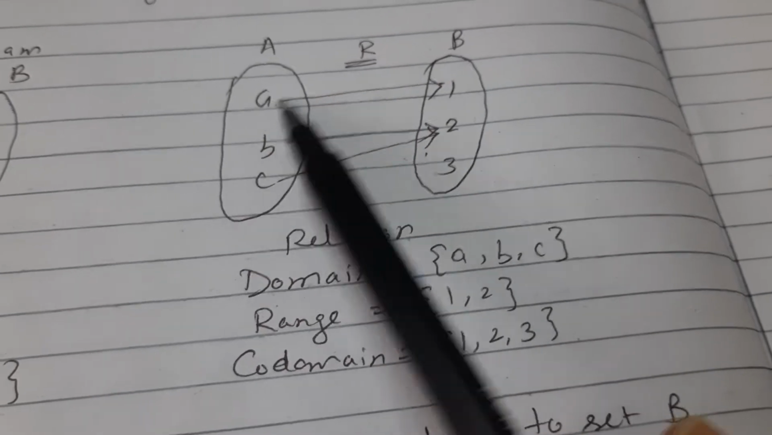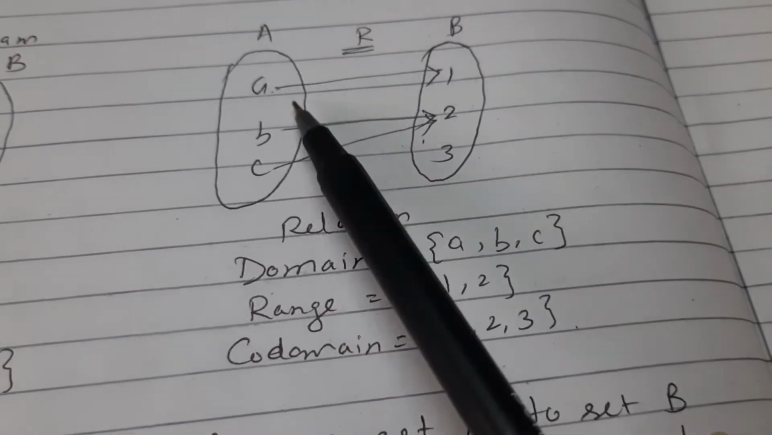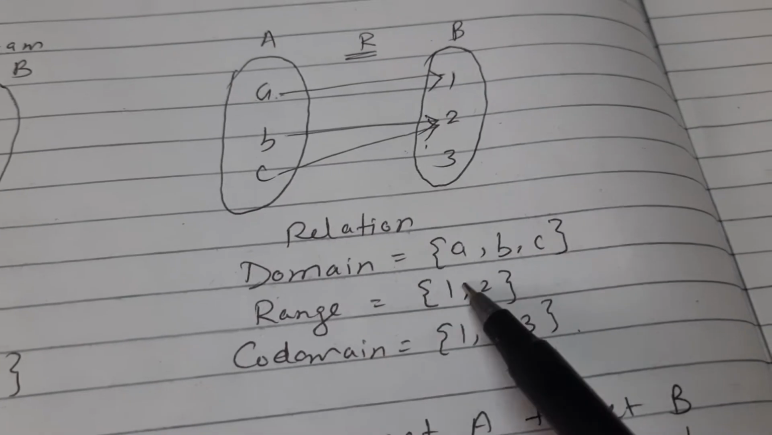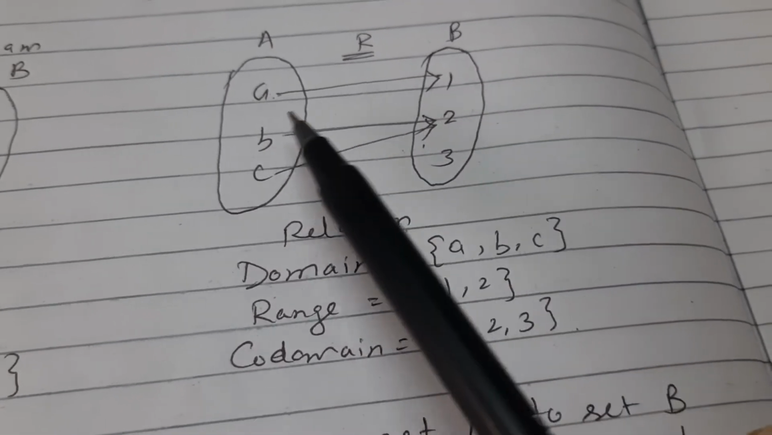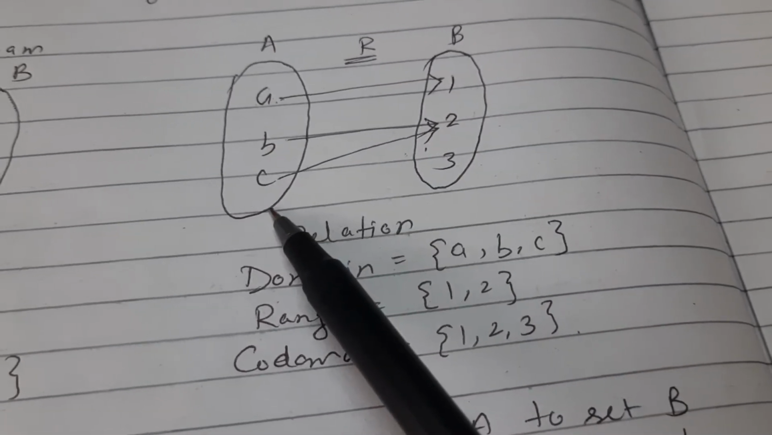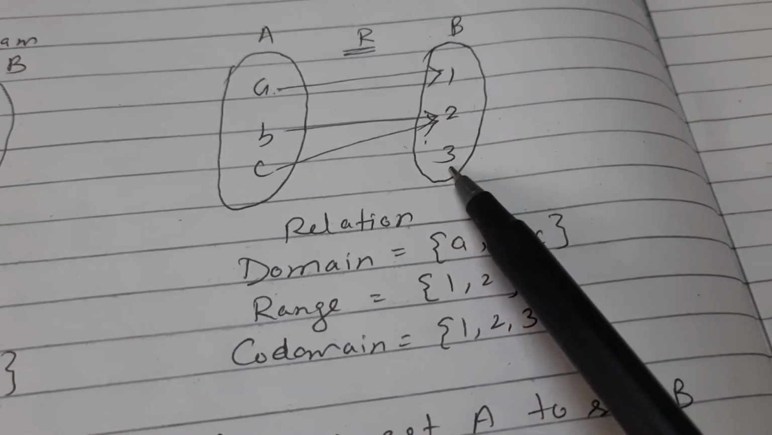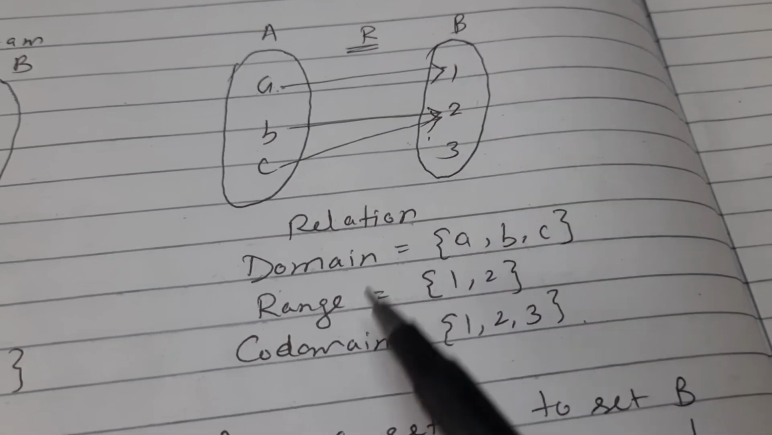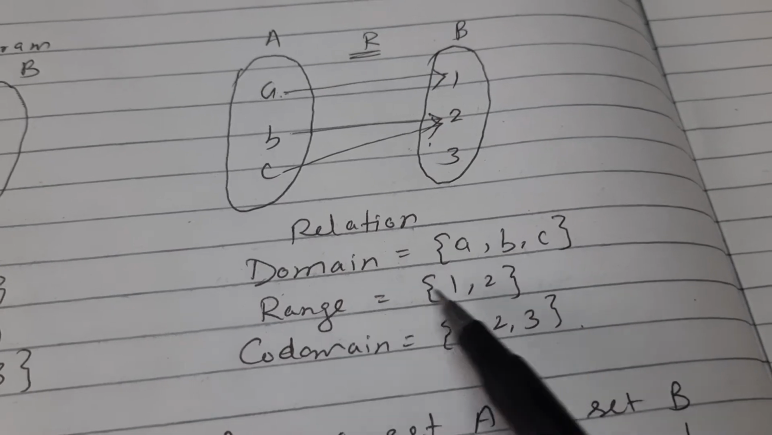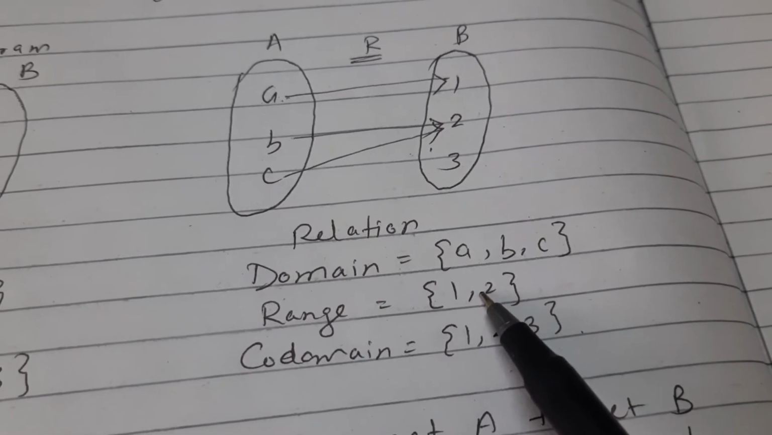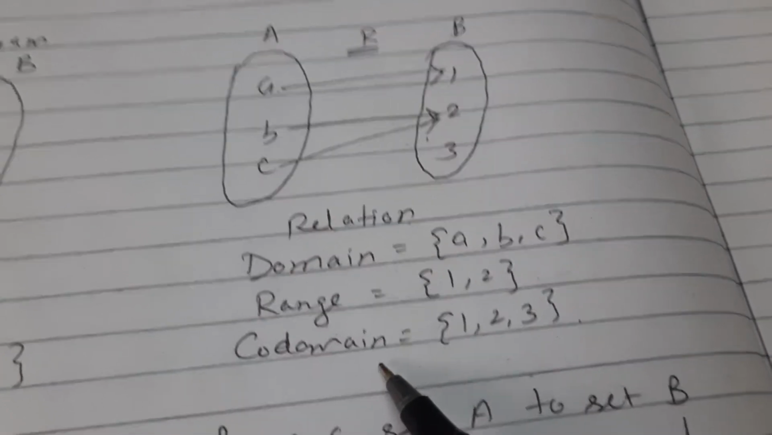again under R, A and B are two sets. The domain over here will be {a, b, c} and the range will be {1, 2} because only 1 and 2 are associated with the elements of A and 3 is unused over here. So the codomain will be {1, 2, 3} but the range will be {1, 2}. So here the range and codomain are not equal.